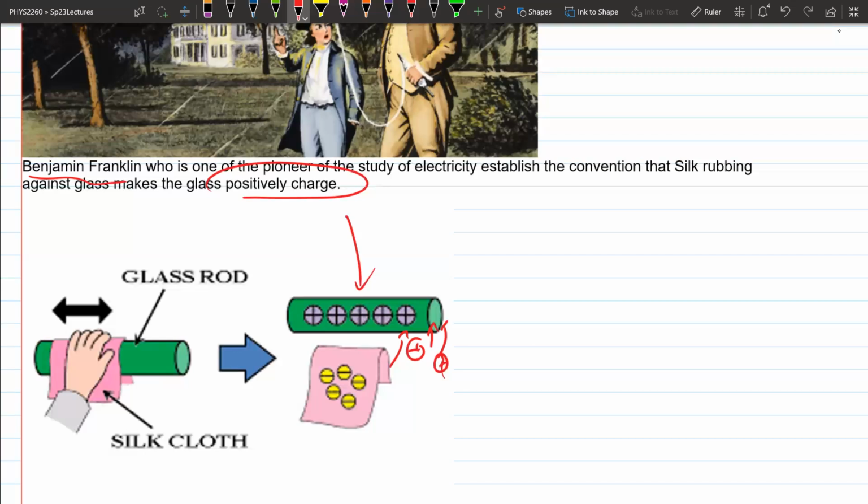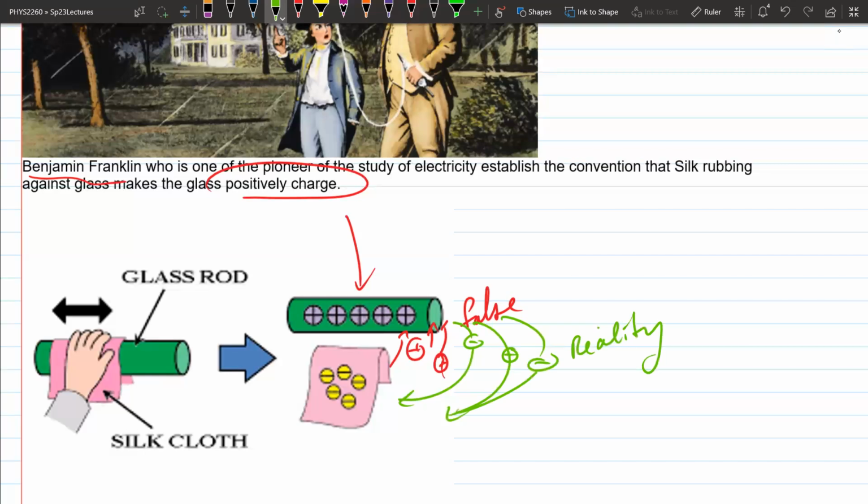So in reality, this is false, right? In reality, it's actually negative charge, electrons, that is being moved from the glass rod onto the silk, and that's how these materials get charged.